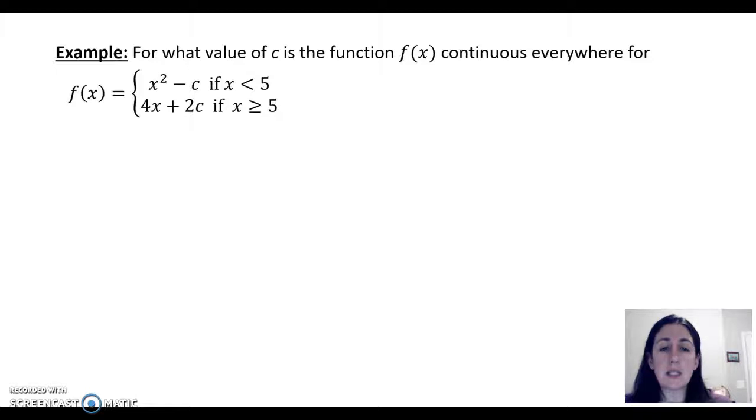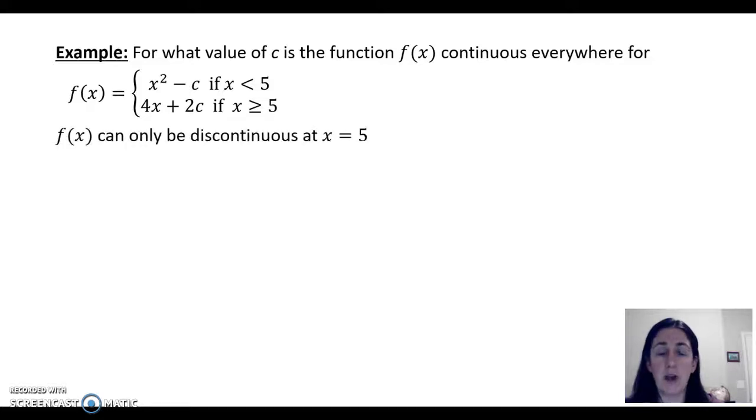For what values of c is the function f of x continuous everywhere? Well, x squared minus a number is a polynomial function. Polynomial functions are continuous everywhere, so x squared minus c will be continuous for all values less than 5. 4x plus 2 times a number is a linear function. Linear functions are continuous everywhere, so it's continuous for all values greater than 5. So the only place that this function could be discontinuous is at x equals 5.